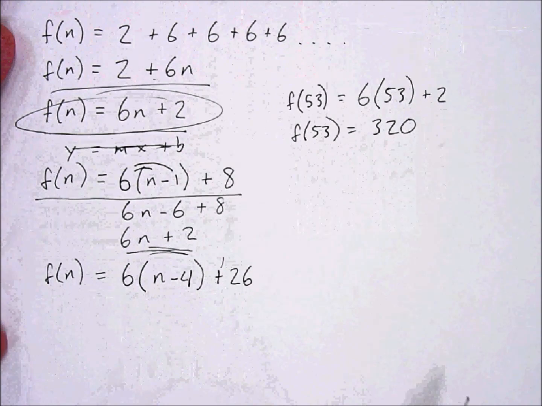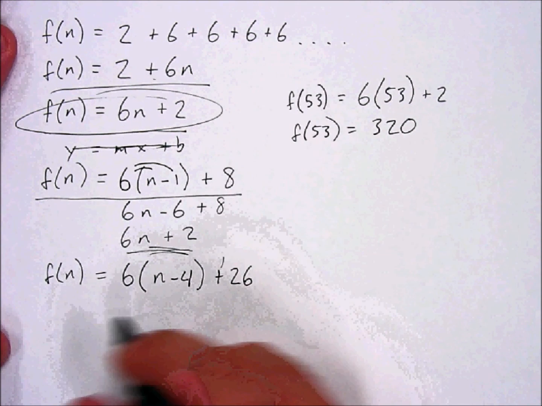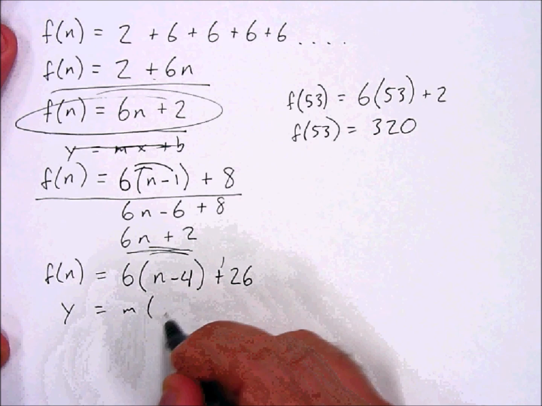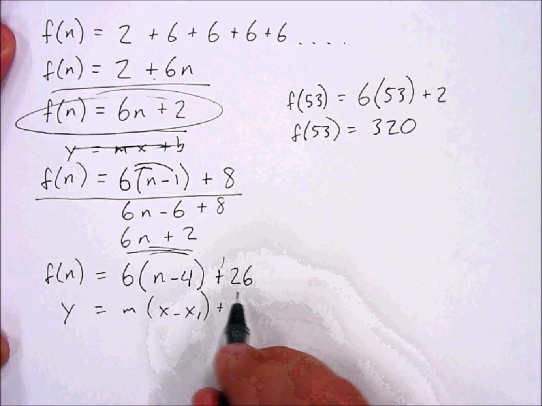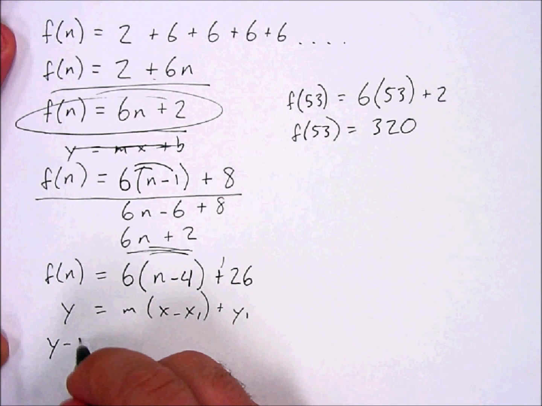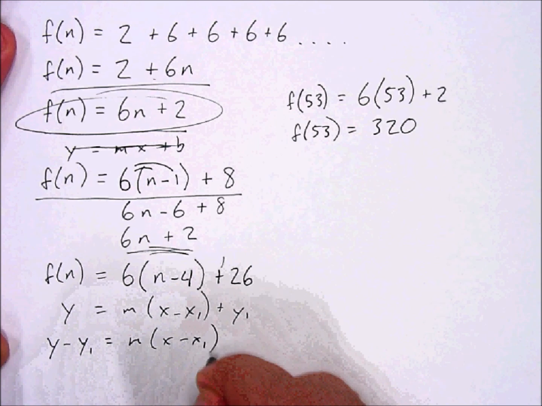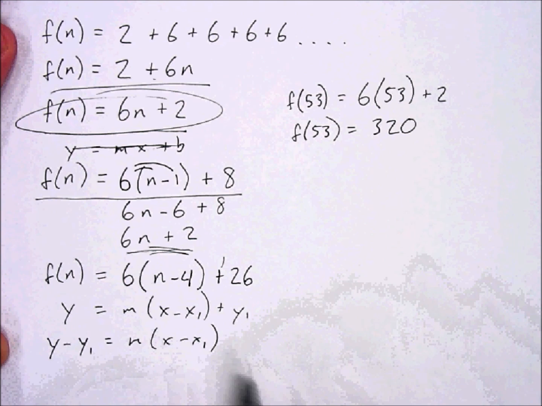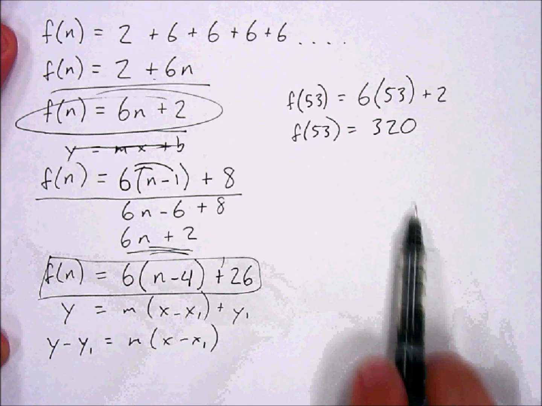And this is similar, if you want to relate it back to some algebra that you might have seen. If I called this my y and my slope m, and this is also a y value, I could call that my y1. It's almost like I've got y minus y1 equals m times x minus x1. So I've got my point slope formula really doing the same thing this is doing. It's just how we write it when we're talking about sequences.